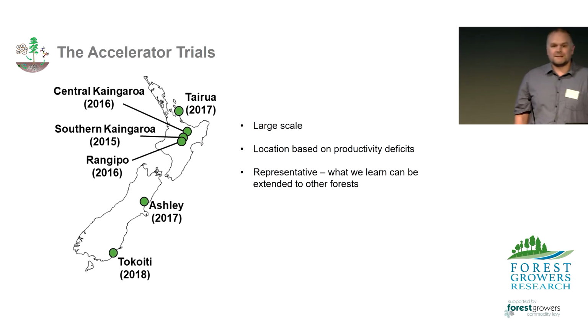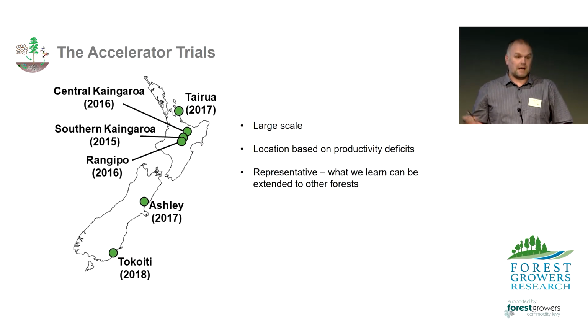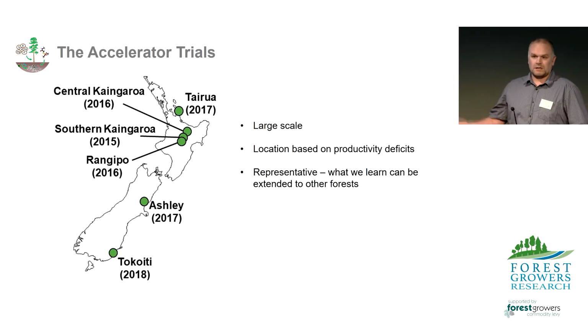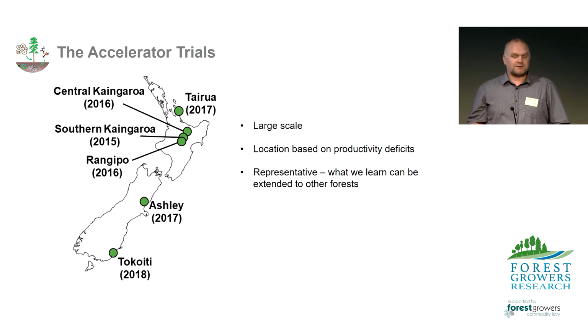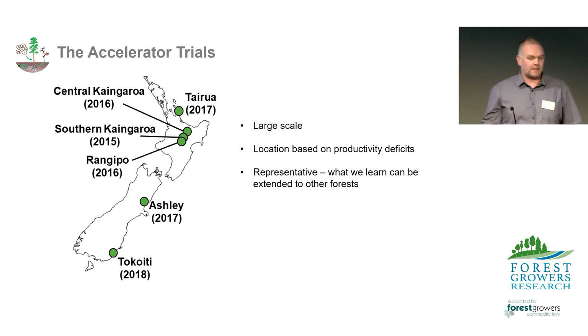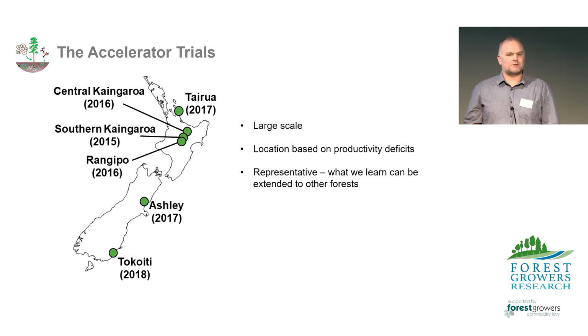So you heard about the accelerator trials a little bit before in the previous session, so I'm just going to define what they are in a bit more detail. Basically, they are a series of large-scale trials that we've set up in different locations around New Zealand, in places where we know the trees should be doing better. There's something not quite right. There's some sort of gap in their productivity, and some of that's based on the work that Dean's done with the productivity gap analysis. But in other places, we've talked with the landowners, with the forest managers.